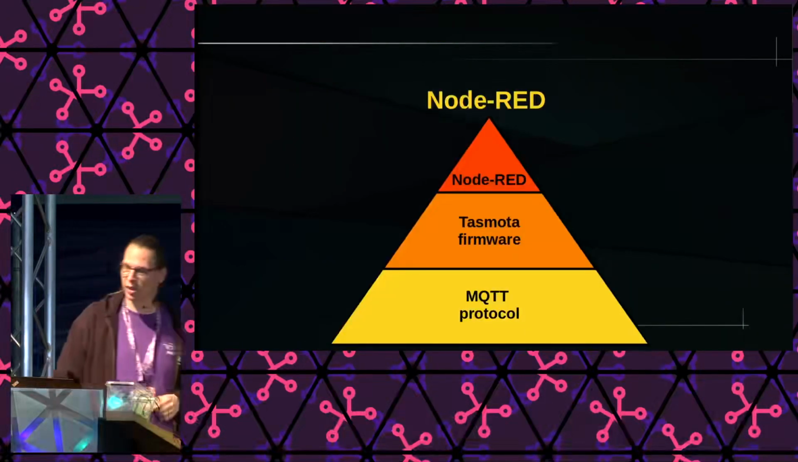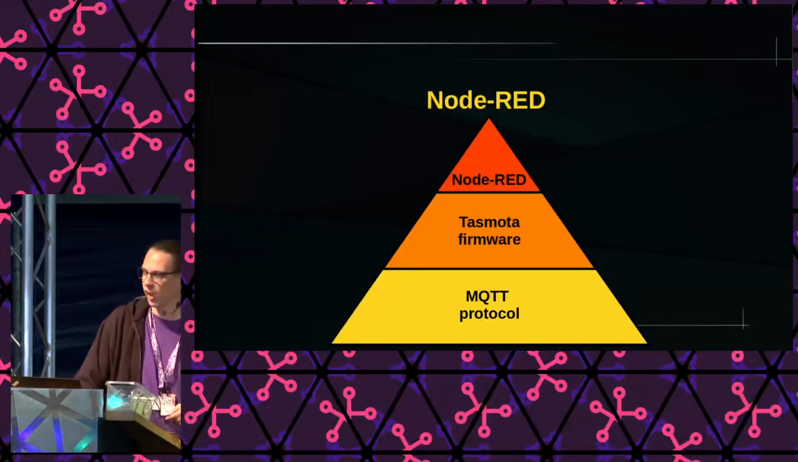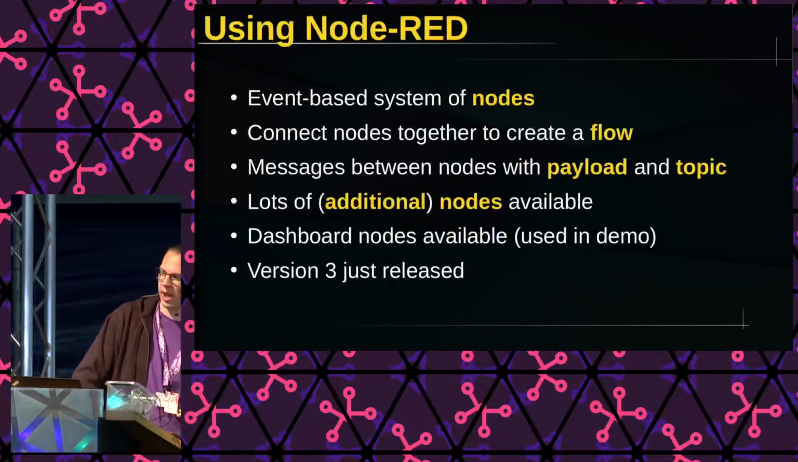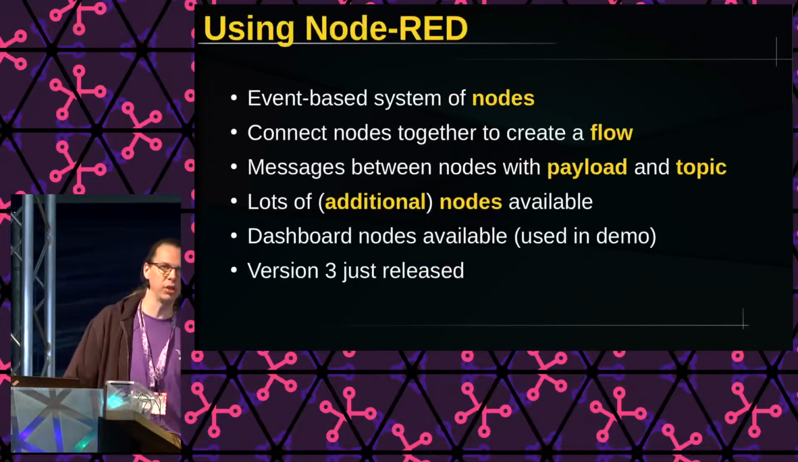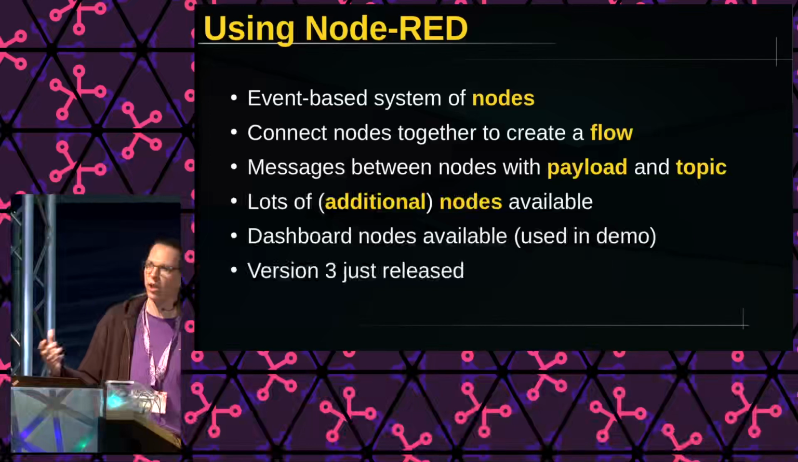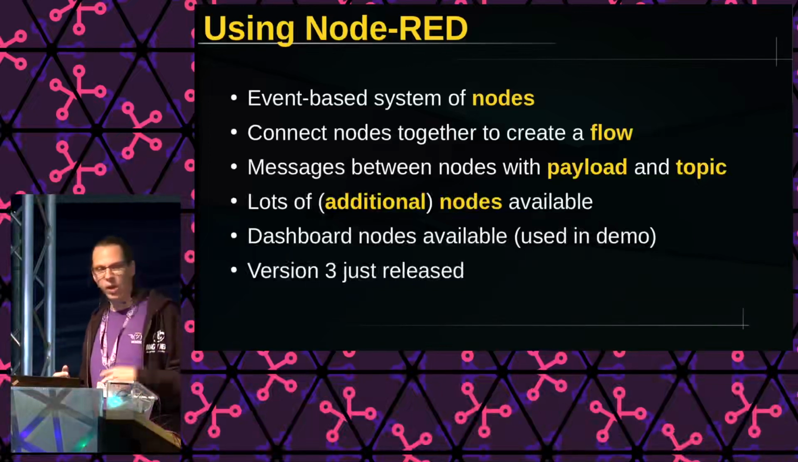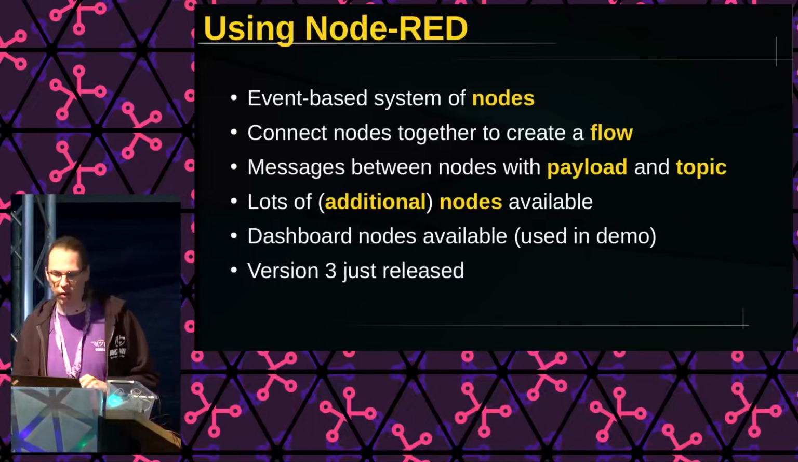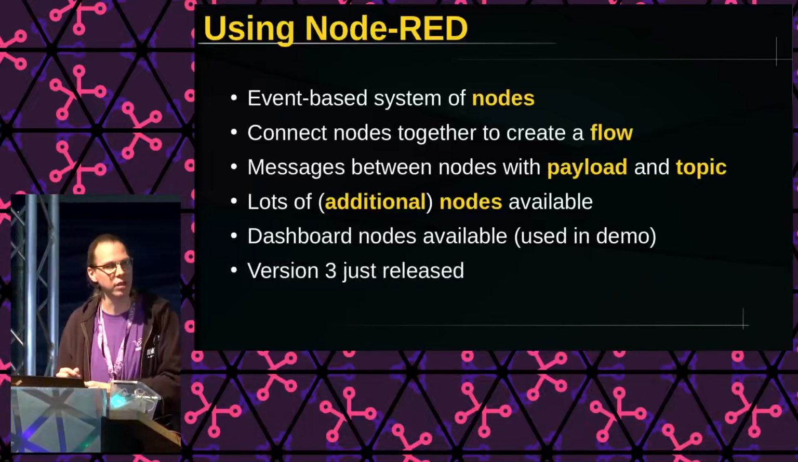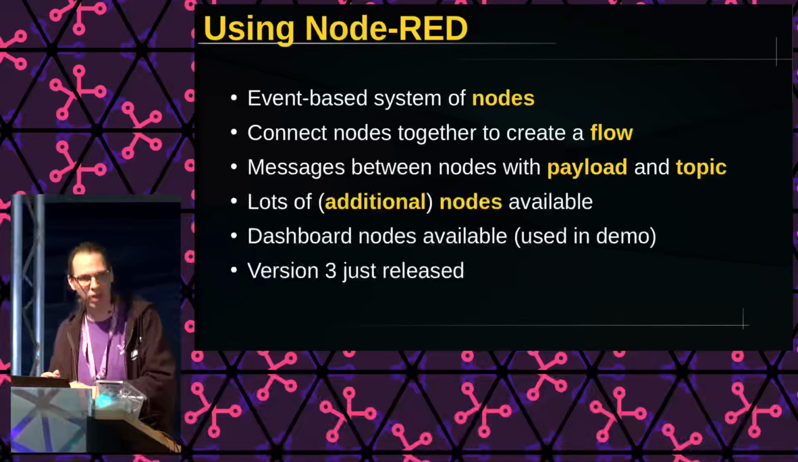And that is where we actually come to the last part, which is Node-RED. Node-RED is an event-based system of nodes. And these nodes connected together create a flow. There are messages that go from node to node, and they have a payload and a topic, just like an MQTT message. It's not exactly MQTT, but it is close.